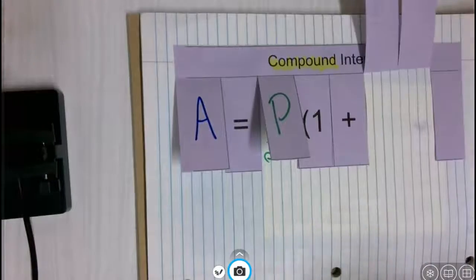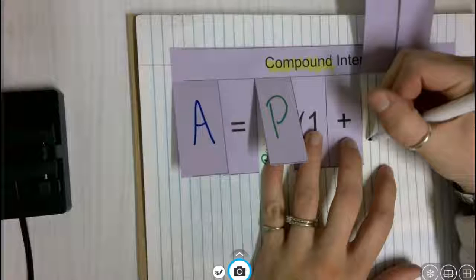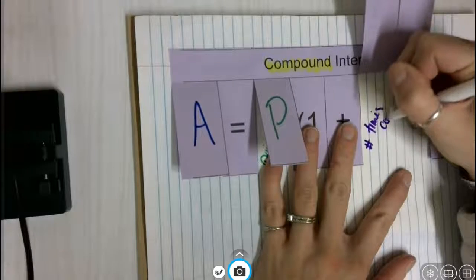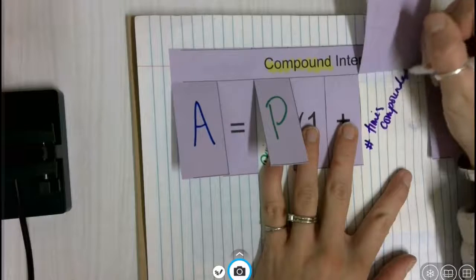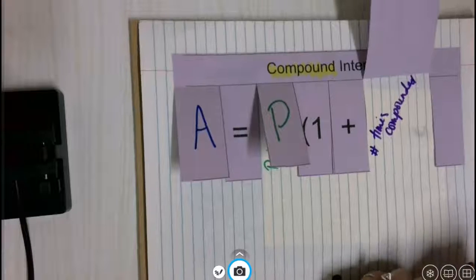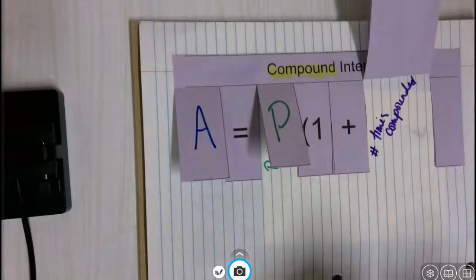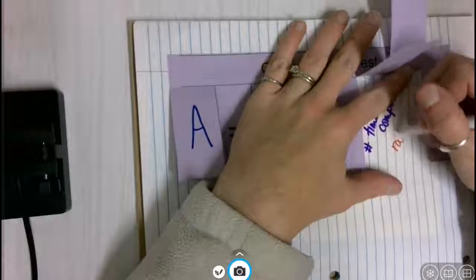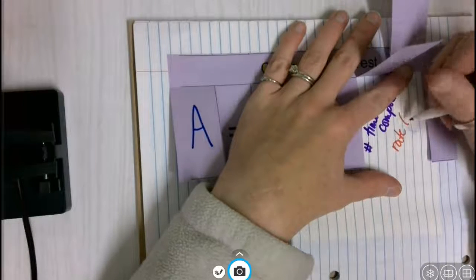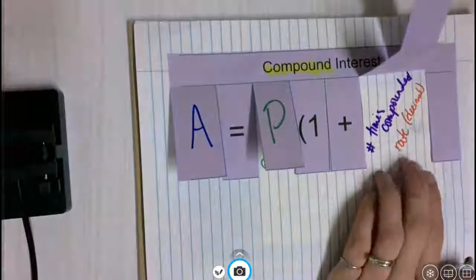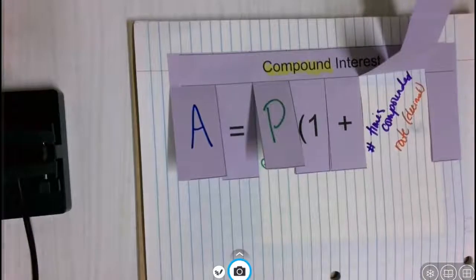N is the number of times it's compounded per year. So you'll see words like monthly, daily, annually. Annually would mean 1 time per year. Monthly would mean 12 times per year. Okay? So the other variable that we have to deal with in this little section is that R, and that is our rate. The big thing you have to remember with the rate is it has to be in decimal form. It cannot be in percentage form. So you will be given a percentage and you'll have to turn it into a decimal.